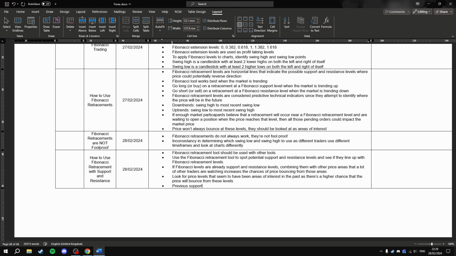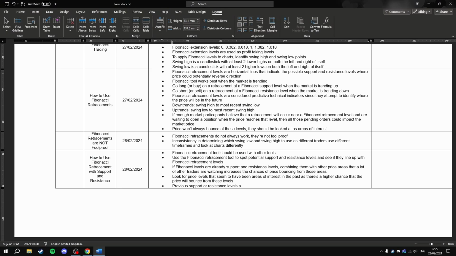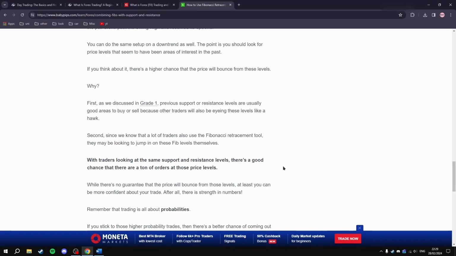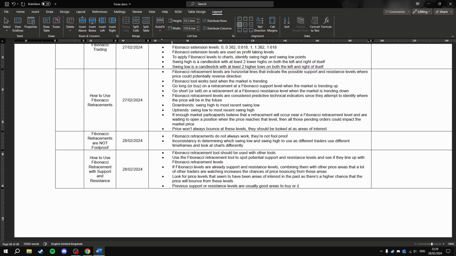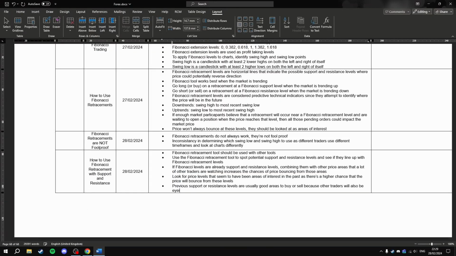Previous support or resistance levels are usually good areas to buy or sell because other traders will also be eyeing those levels.